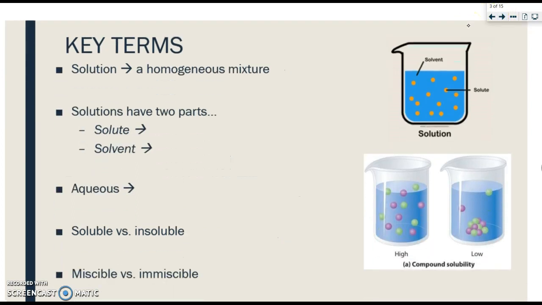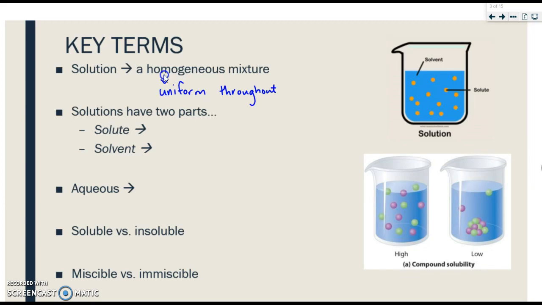This first slide has a variety of key terms on it. A solution is a homogeneous mixture. That's a term that we've previously discussed. Something that is a homogeneous mixture is uniform or the same throughout. Salt water is a good example of a homogeneous mixture because the salt is dispersed throughout the entire solution.